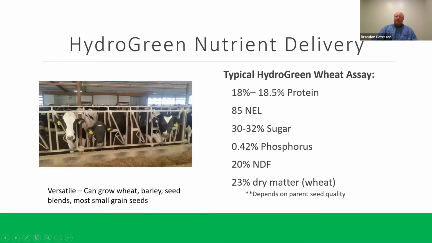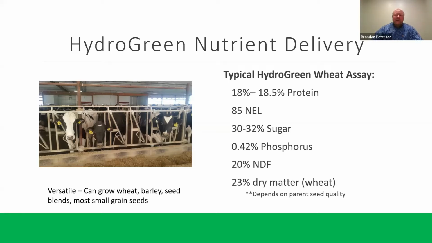So nutrient delivery, what is it? We're going to try to talk fairly specific, but know that this is all within a range. Typically, if you use wheat as your parent seed, and most people will use wheat or barley, in some parts of the world they might use corn, but almost any seed we can grow effectively. Typically on wheat, we see an 18 to 18.5% protein feed, about an 85 NEL or net energy for lactation. It's going to be 30 to 32% sugar, 0.42% phosphorus, 20% NDF, and about 23% dry matter or a little bit better when you're using wheat.